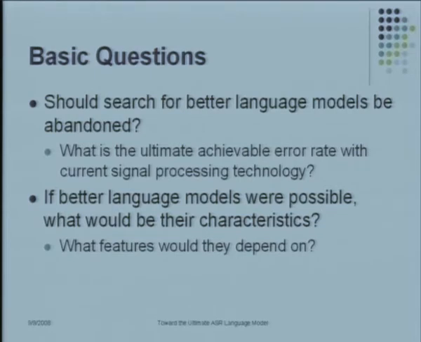And the second question is, if better language models were possible, that means they would really be better, not just marginally better like the alternatives that we tried are, what would be their characteristics? What features would they depend on?